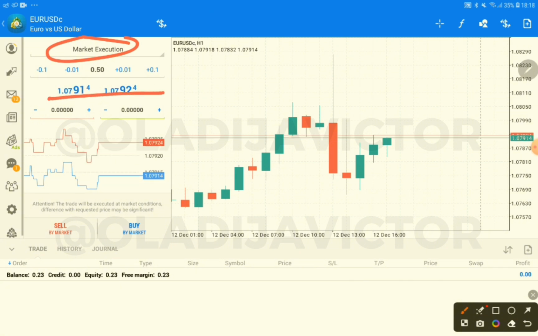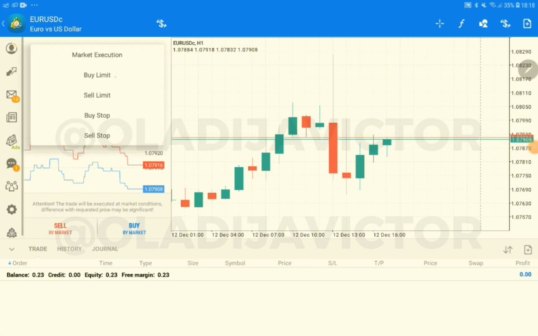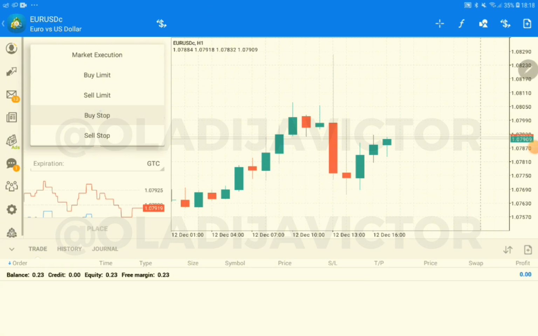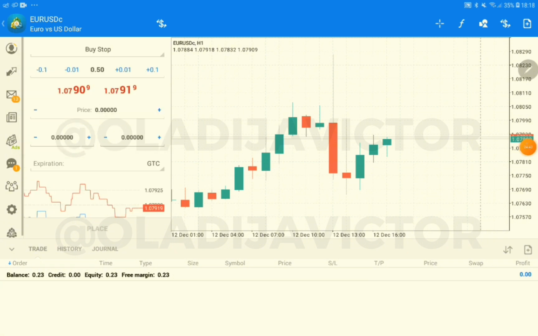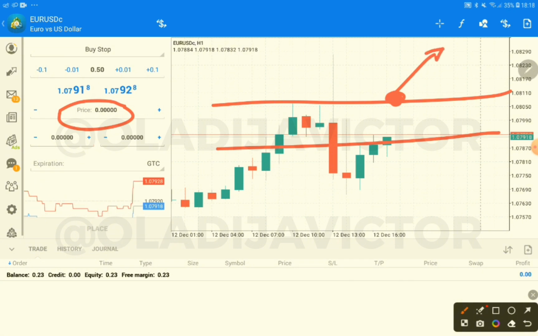But if you do not want to enter at the current market price, if the price is still in front, let's say you want to buy at a higher price, you will not use market execution. What you use is buy stop. Buy stop means, for example, the market is here now, and I feel like the market should buy when it gets to this point. So I would put a buy stop at this point. I'll enter the price here. And so once the market gets to this point, it will pick my trade and begin to buy.